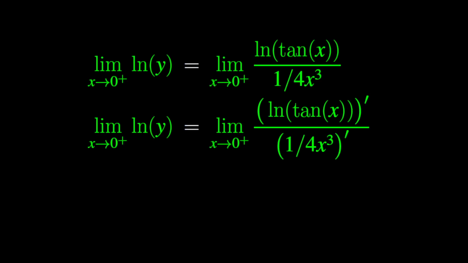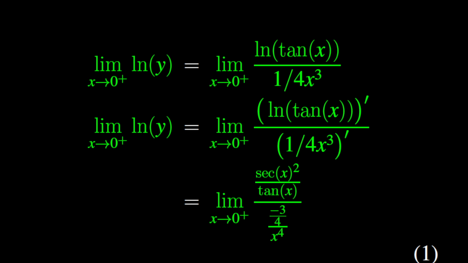In order to apply L'Hospital's rule, we first have to rewrite logarithm of y as a quotient. And then, take the limit as x goes to 0 plus of the derivative of the numerator as well as the derivative of the denominator. The derivative of the numerator, logarithm of tangent of x, is secant of x to the power 2 over tangent of x, and the derivative of the denominator, 1 over 4x cubed, is minus 3 over 4 over x to the power 4.